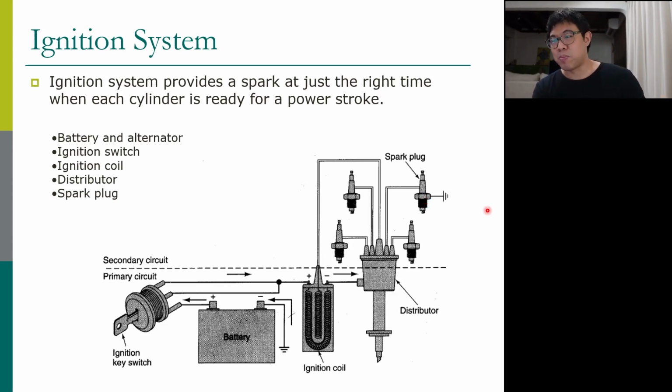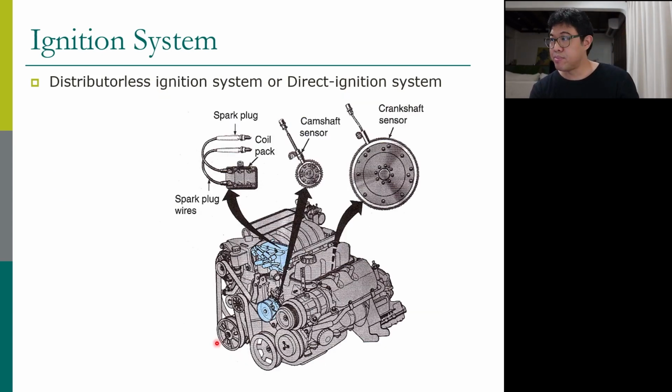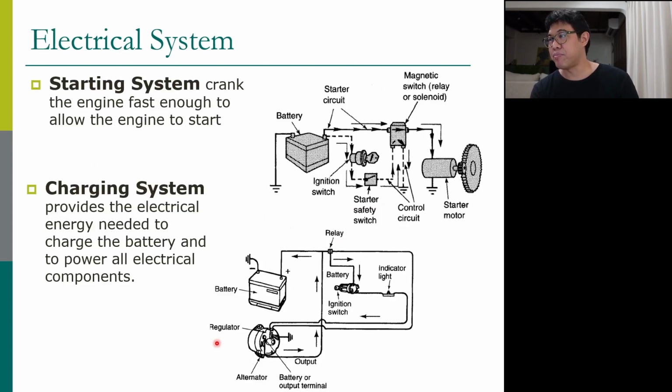So that's a spark plug. That's why we need this ignition coil to create high voltage electricity, and we get the electricity for the coil from the battery. So that's the ignition system. These are the components inside the ignition system. We can skip that for now.